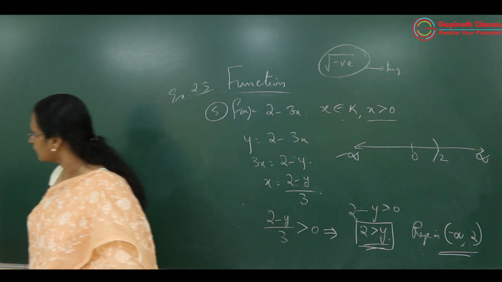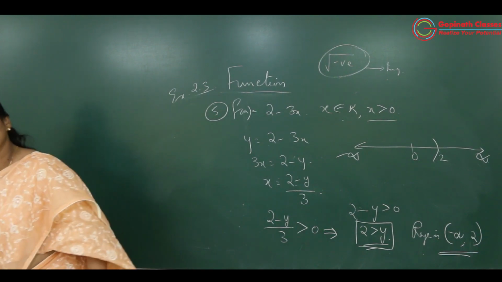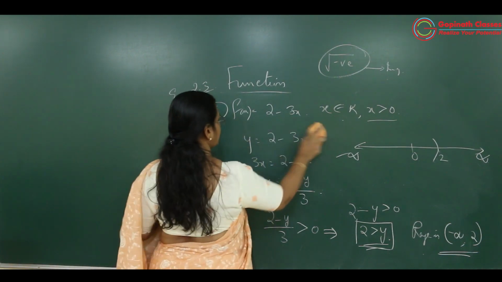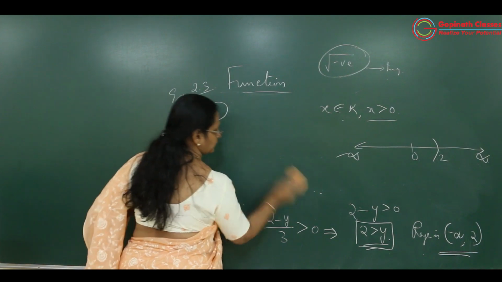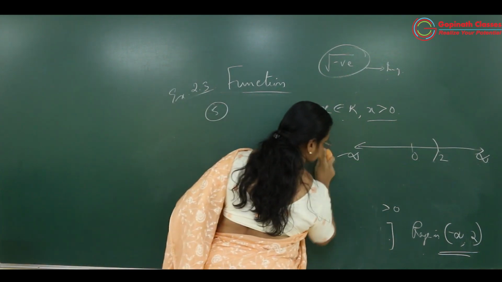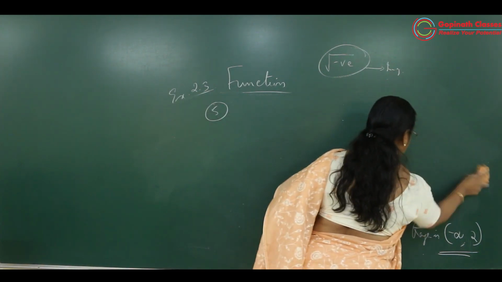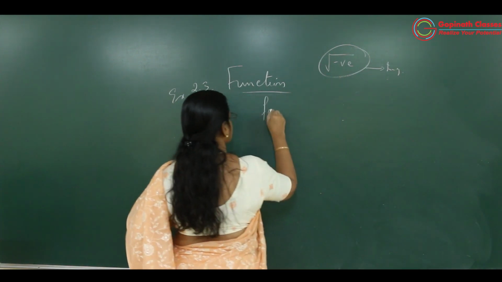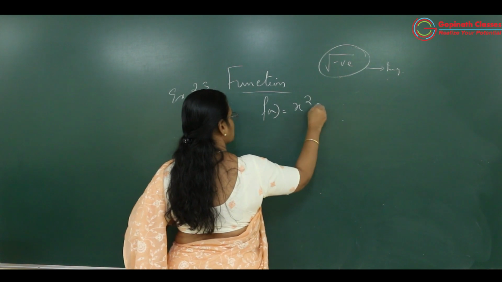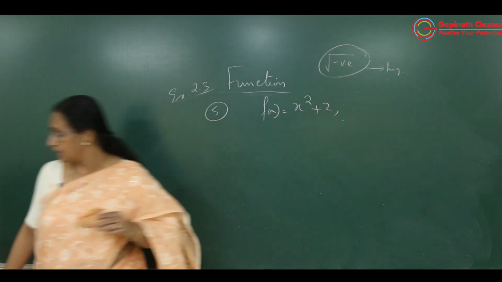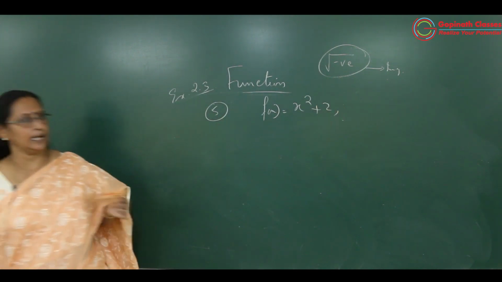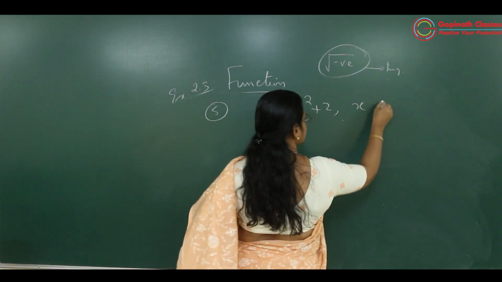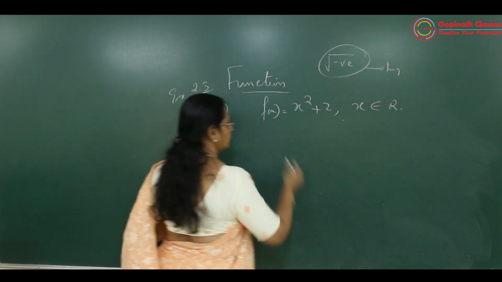Come to the next question. Next is x square plus 2. f(x) is x square plus 2. We have to find out its range. f(x) is equal to x square plus 2. Is any condition given? Let's see about x. x is a real number, that's all that is given. x belongs to R. So this is y.